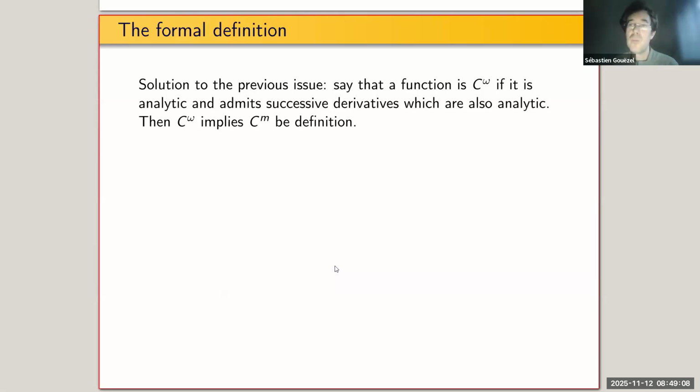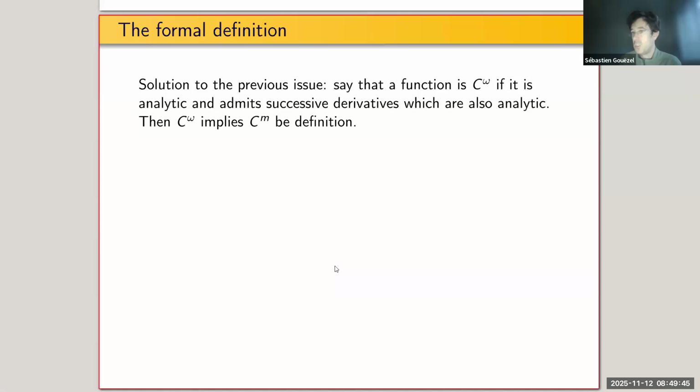So how will I solve that? Well, again, in a stupid way. I'll solve that by tweaking the definition. I require that the function is analytic. Sorry, C omega and analytic are not the same. I will say that the function is C omega if it's analytic, but it also has a sequence of successive derivatives in the previous sense, with this as the Taylor series within R. So it admits some sequence of successive derivatives which are also analytic.